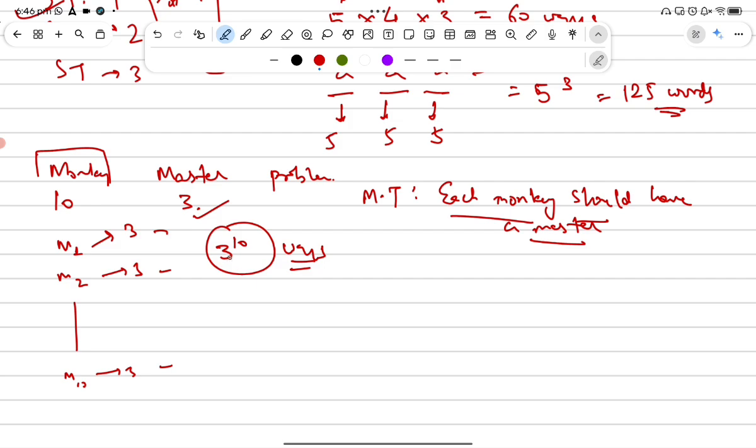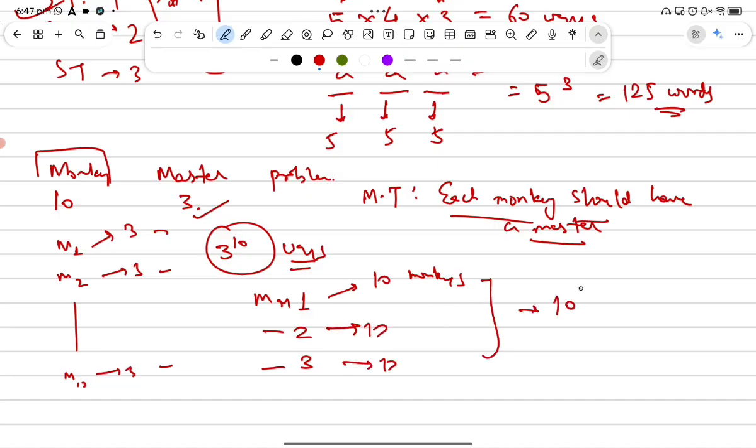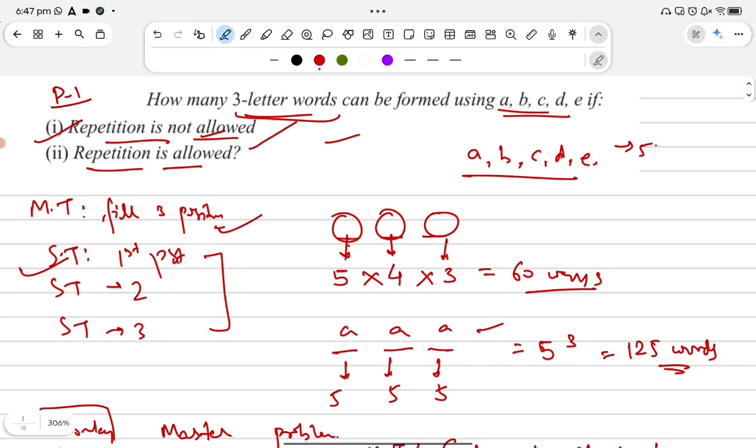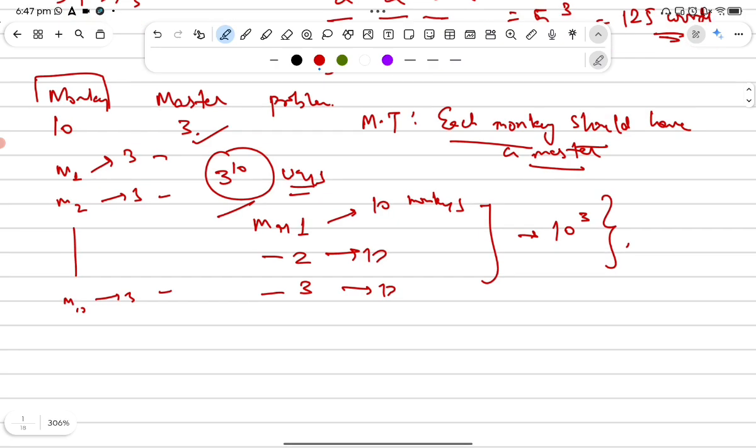The confusion was, why are we not saying that each master, let's say master 1, master 2 and master 3, each master has 10 choices in monkeys. 10 monkeys. And in this way, the answer would have been 10 cube instead of 3 to the power 10. What's wrong with this? The problem here is, this problem is actually analogous to the one we just did, the letter problem. I'll show you how. But first of all here, what's the problem with this approach?